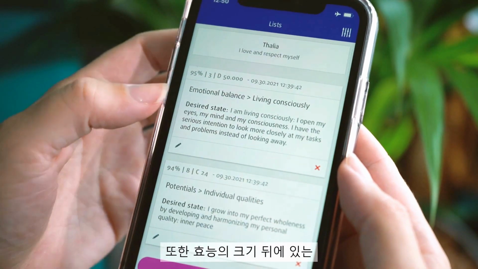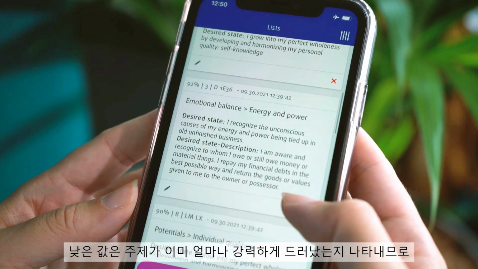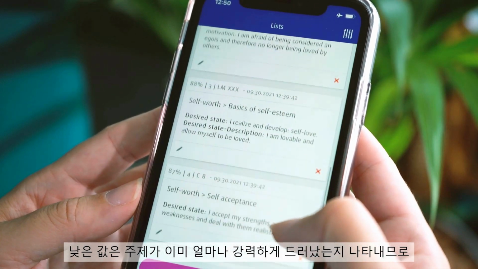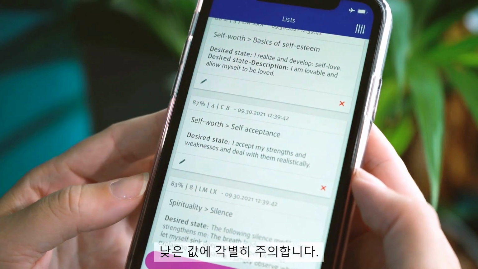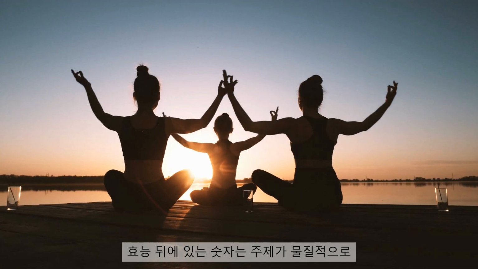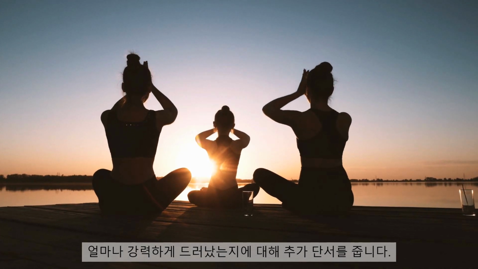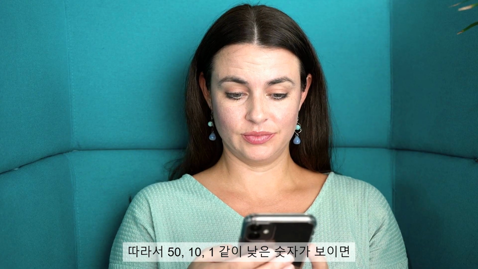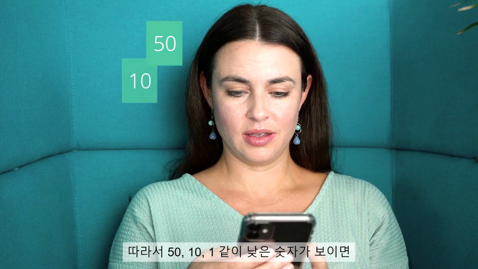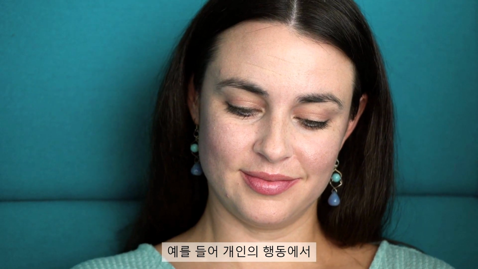If you also want to consider the numbers behind the magnitudes of the potencies, pay special attention to low values, because these indicate how strongly a topic has already manifested itself. The number behind the potency provides additional clues as to how strongly the subject is materially manifested. So if you see a low number like 50, 10, or 1, this is an indicator that the topic has manifested, so you can recognize this with high probability.